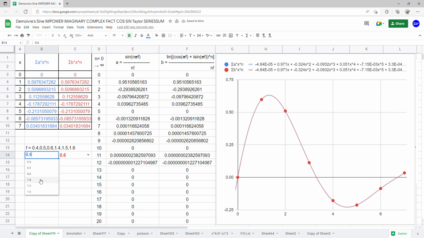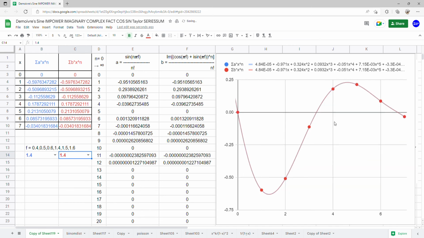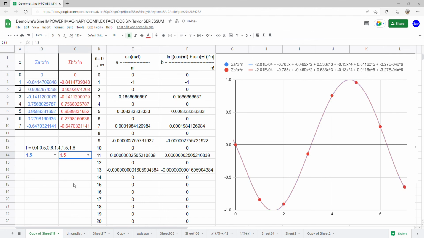Change the value of f to 1.4. Also a decaying sine function, but it's negative. We also change this to 1.4. It's also a decaying sine function, but it's negative. Change this to 1.5. Now this is a negative sine. Change this to 1.5. So a steady state negative sine function.